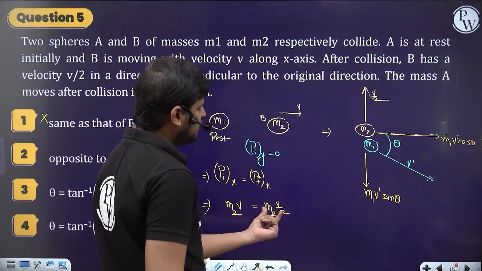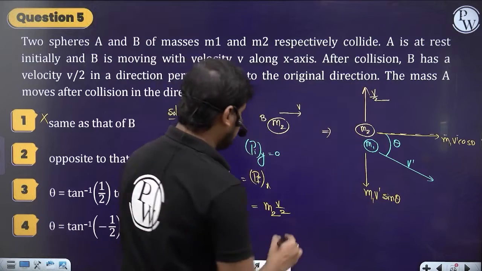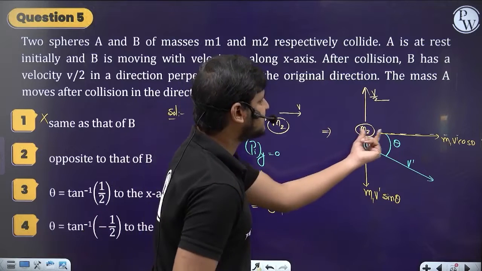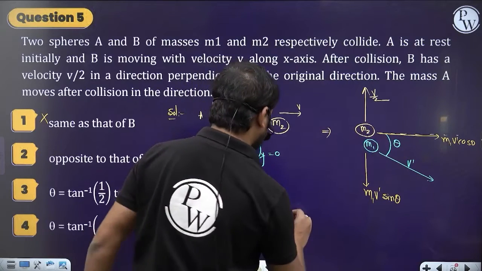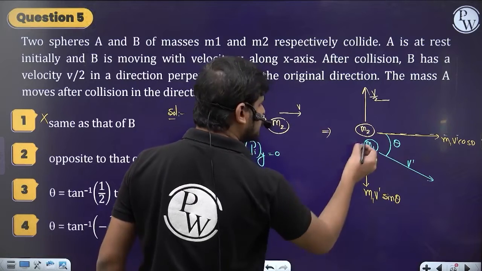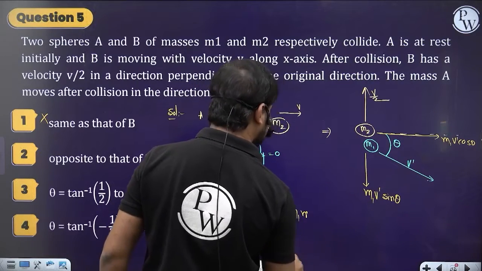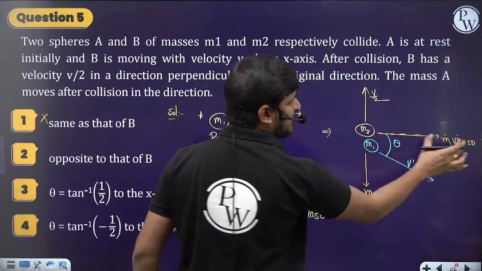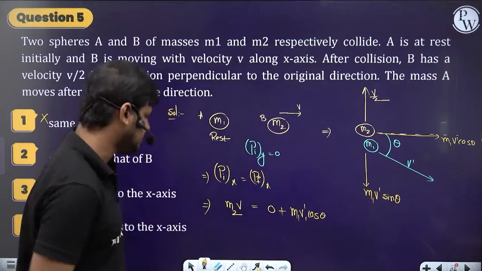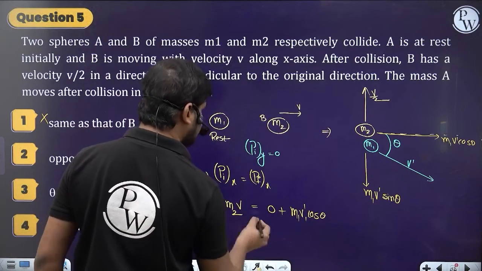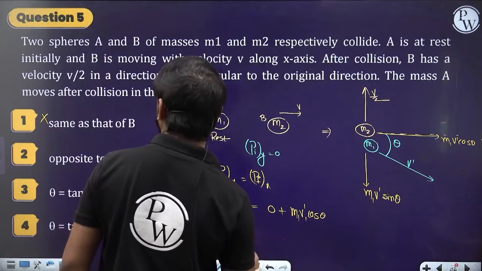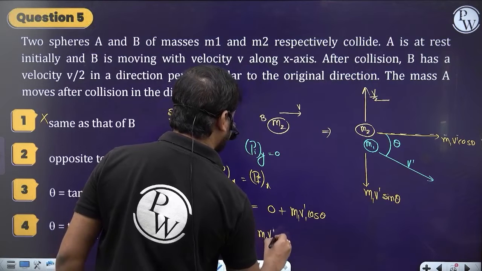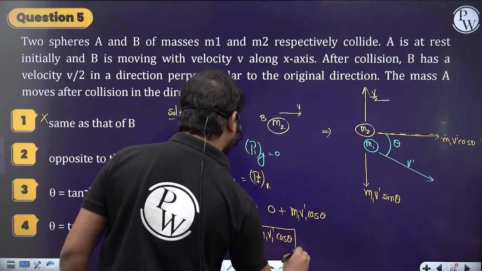So m2 into v by 2 is the momentum of this one, but this is the y direction, so it is not required, only 0. In the x direction there is no velocity for m2. Then m1 into its velocity in the x direction, which is m1 v1 dash cos theta, that's it. So its momentum in the x direction is m1 v1 dash cos theta. Since they did not give any masses, let it be the equation: m2 v equals m1 v1 dash cos theta. Let it be equation number 1.